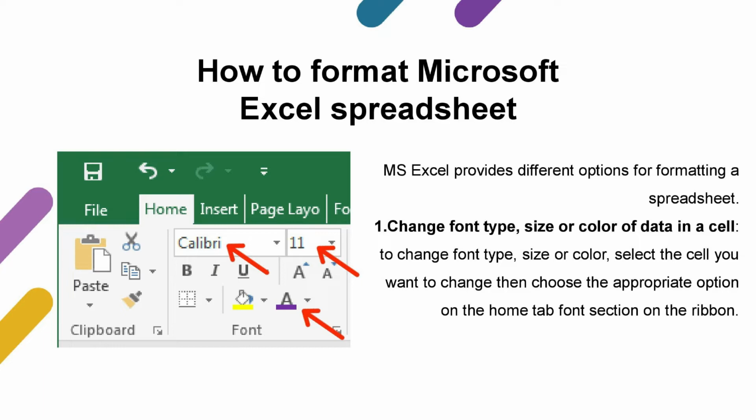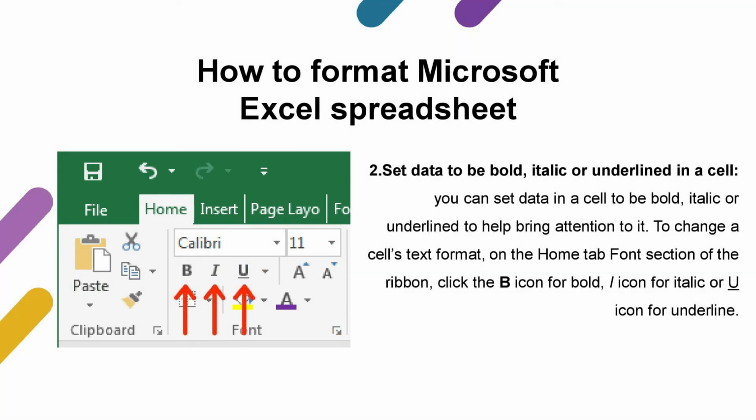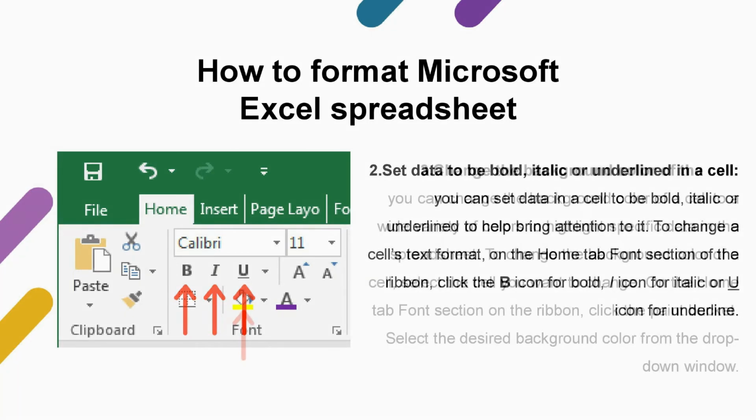The first one is we can change the font type, size, or color of data in a cell. To change the font type or size or color, select the cell you want to change, then choose the appropriate option on the Home tab, font section on the ribbon. Next, we can set data to be bold, italic, or underlined in a cell. You can set data to be bold, italic, or underlined to help bring attention to it. To change the text format, on the Home tab, font section of the ribbon, click the B for bold, the I icon for italic, or the U icon for underline.